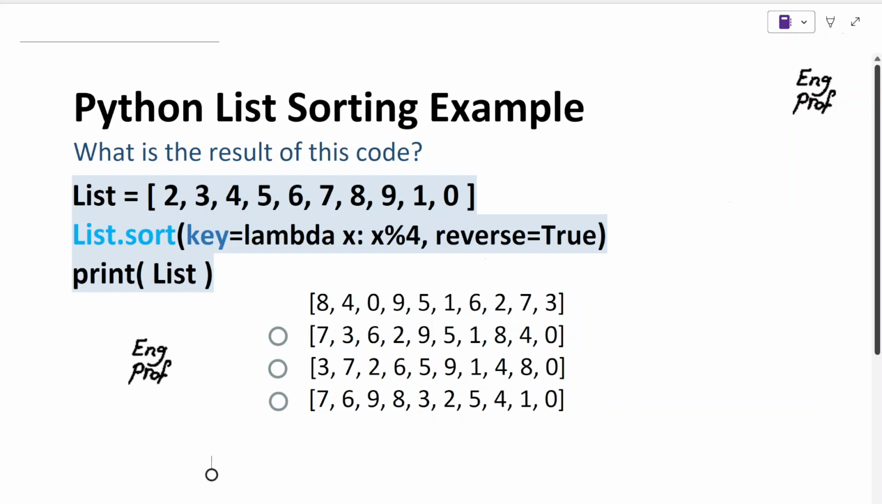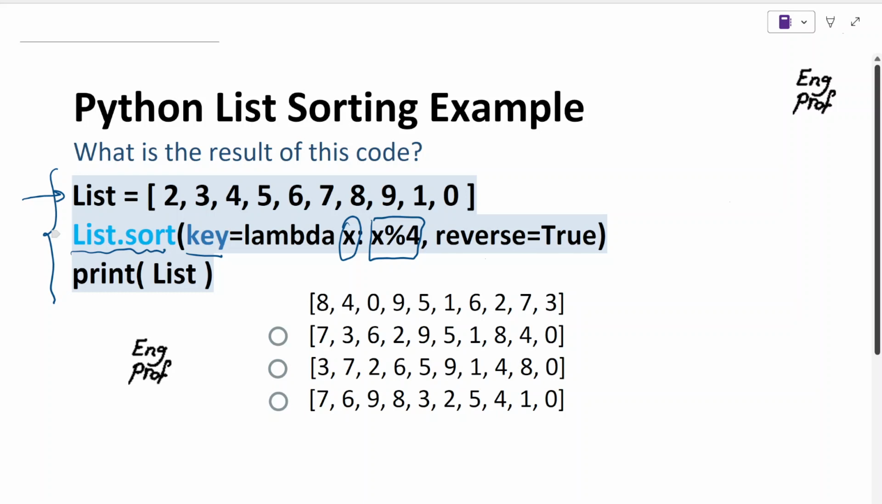A Python list sorting example is discussed in this video using these 3 lines of Python code. The first line defines a list. It's a 10-element list. The second line uses list.sort with a key that is defined using an inline lambda anonymous function that says: take any value x from the list, form x modulo 4, or basically figure out the remainder of dividing x by 4.